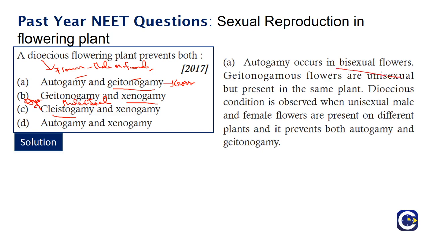Autogamy occurs in bisexual flowers, that is, having both male and female. Geitonogamous flowers are unisexual but present in the same plant. Dioecious condition is observed when unisexual male and female flowers are present in different plants, and it prevents both autogamy and geitonogamy. It is better to remember this fact, because in exam time you won't be able to figure it out logically. We should save time in biology, so remember that autogamy and geitonogamy are prevented in dioecious flowering plants.